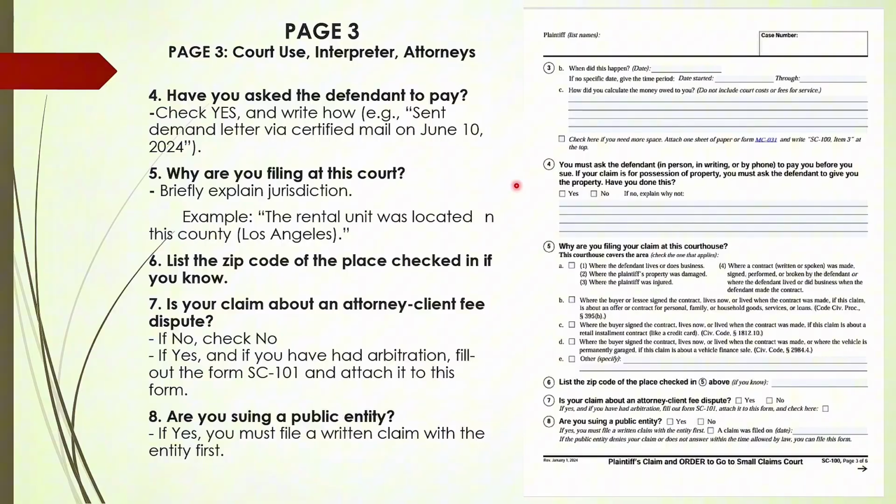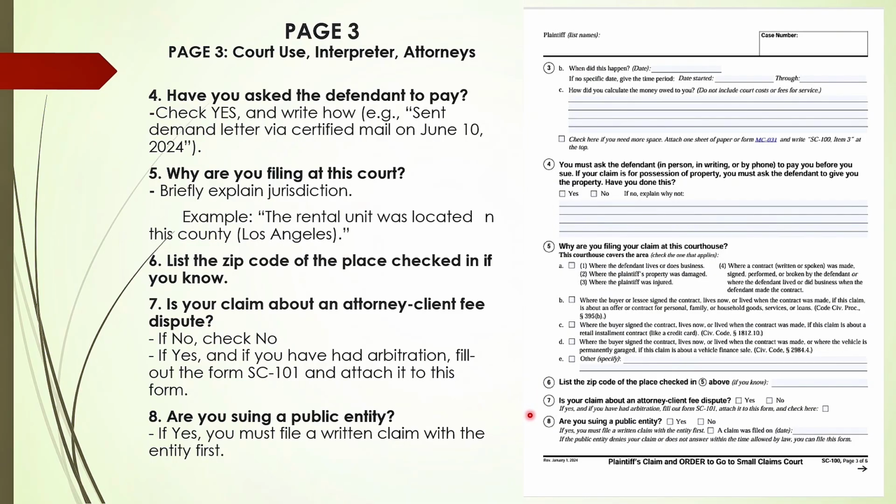And this is our page 3, for court use, interpreter, and attorneys. On number 4, have you asked the defendant to pay? Check yes and write how. On number 5, why are you filing the claim at this court? Briefly explain jurisdiction. And number 6, list the zip code of the place checked in if you know.